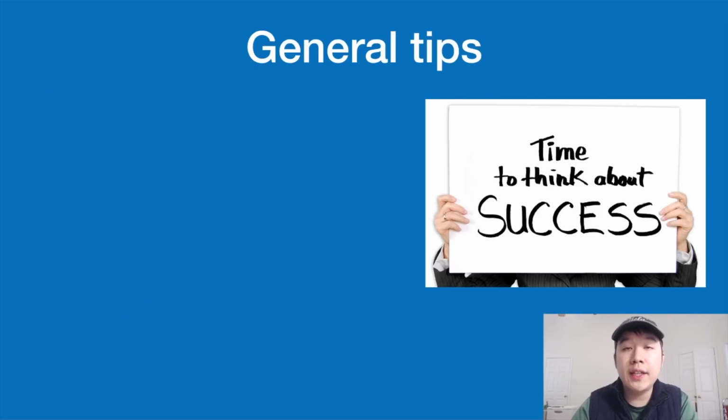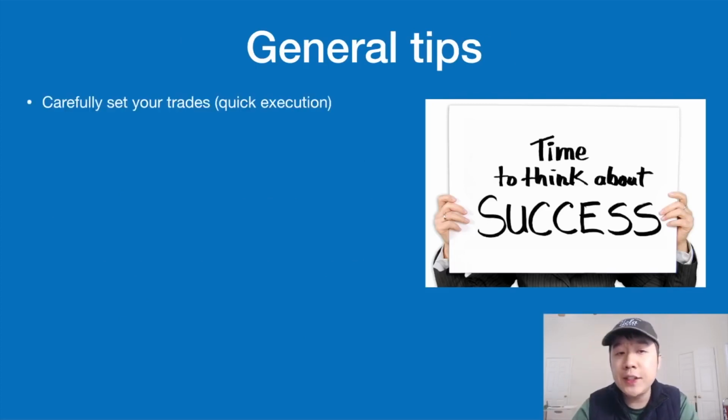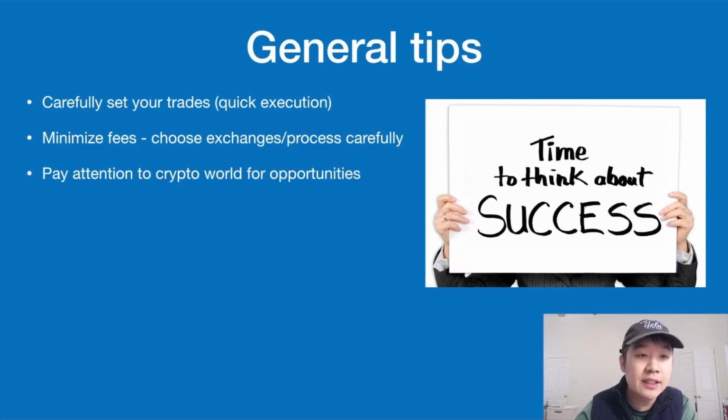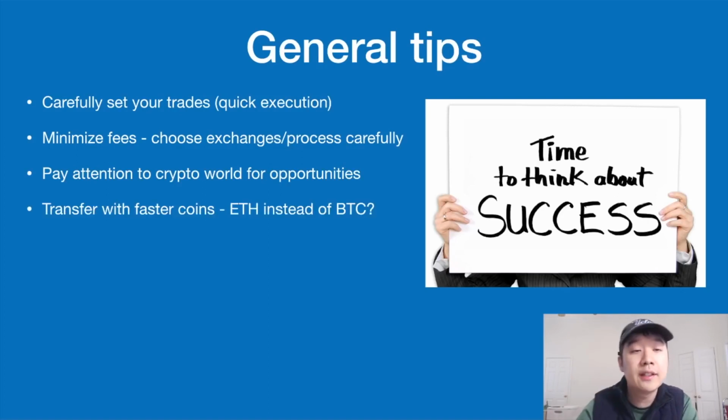So what about some general tips to have in mind when you're attempting arbitrage? Well, carefully set your trades, of course, and make sure they execute quickly. Minimize fees by choosing the right exchanges and processes. Pay attention to the crypto world for news and other potential opportunities. Have your ears to the ground, listening. Transfer with faster coins perhaps, if you need to transfer, like maybe do it with Ethereum instead of Bitcoin, or whichever ones have less network congestion at the time.